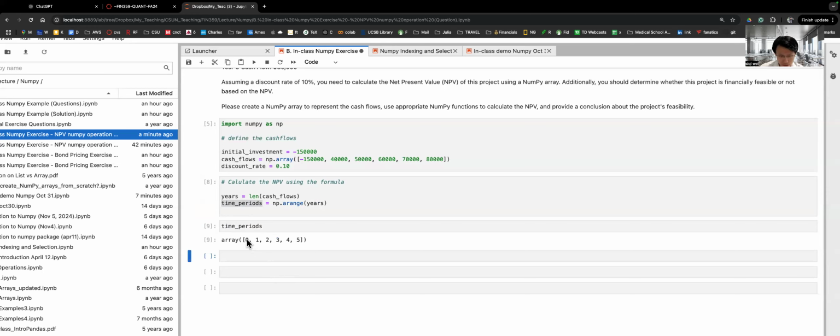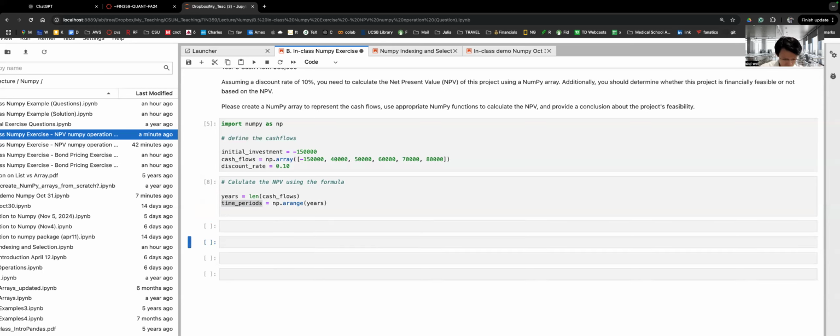Essentially, you are generating a sequence of specified length. The counter starts from 0, so you have 0, 1, 2, 3, 4, 5, numbers that allow you to index each one of the cash flows. We are going to use the time periods to capture the time points of each one of them and discount back all the cash flows.